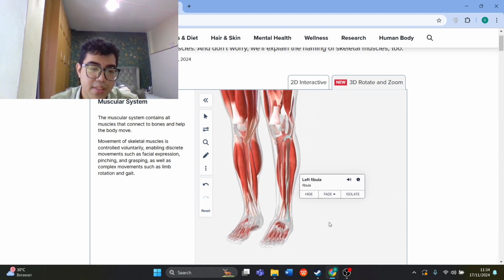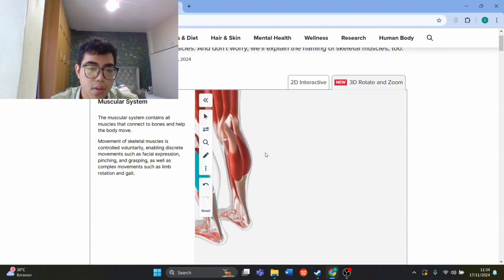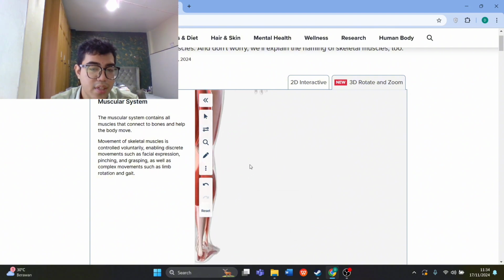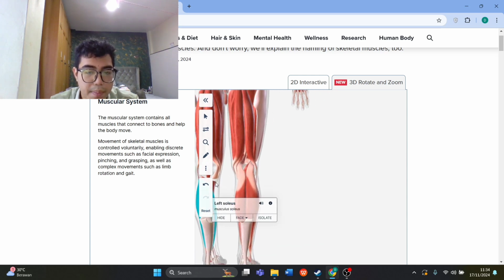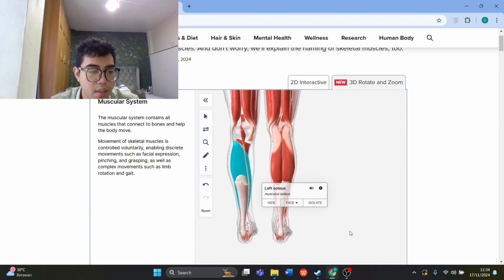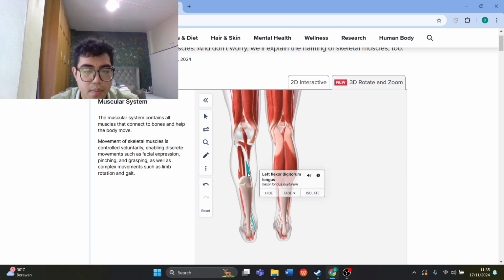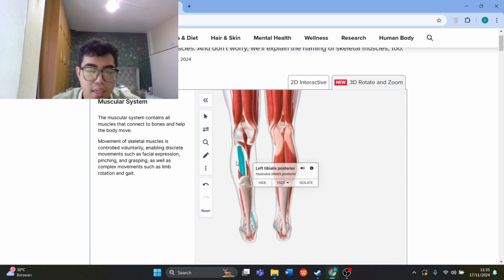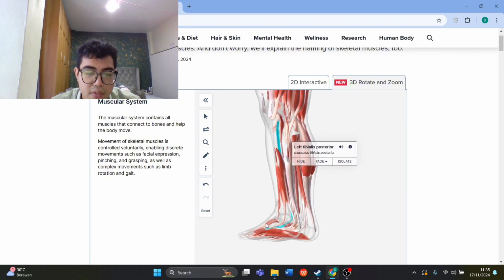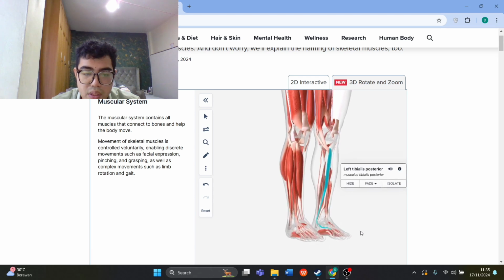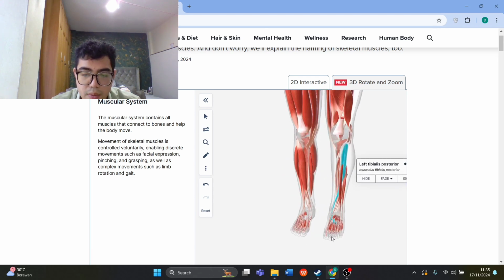There's also the tibialis posterior, where was it? Let me try to find it. The posterior tibial muscle helps plantar flexion and inversion of the ankle. No, not this one. The tibialis posterior. It originates from the tibia, fibula, and the membrane, and then it inserts in the tuberosity of the navicular bone, the plantar aspect of all three cuneiform bones, and the metatarsal bones of fingers 2 to 4.